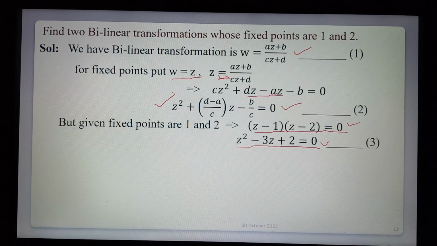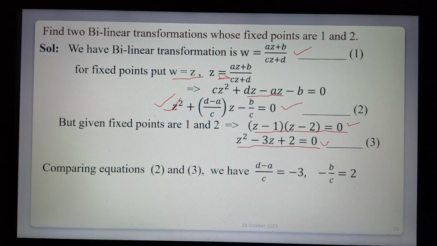అంతే కదా, మనకు కావాల్సింది we have to find bilinear transformation కదా. ఆల్రెడీ మనకు వచ్చిన క్వాడ్రిక్ ఈక్వేషన్కి ఆల్రెడీ ఫైండింగ్ క్వాడ్రిక్ ఈక్వేషన్కి రెండు కూడా సేమ్ అవుతాయి అవునా. సో దట్ ఈస్ ఈక్వల్ టు బై యూజింగ్ కంపేరింగ్ ఈక్వేషన్ 2 and 3 బోత్ ఆర్ ఈక్వల్. సో దట్ ఈస్ ఈక్వల్ కోఎఫిషియెంట్స్ ఈక్వేట్ చేయండి. d minus a by c is equal to minus 3, minus b by c is equal to 2.